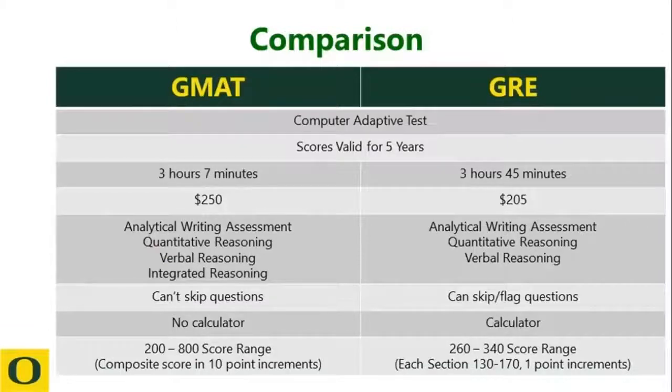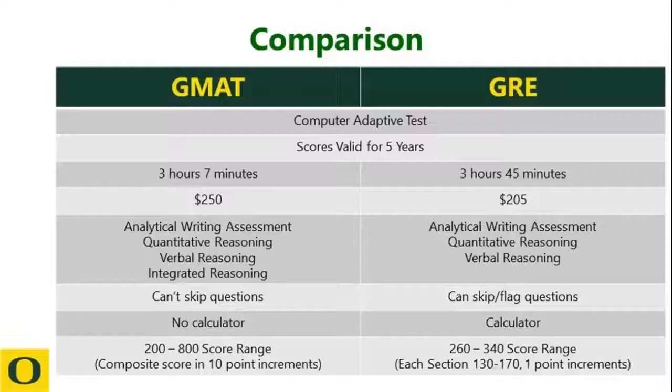So here's a little breakdown of the two. For both, we need scores that have been taken in the last 5 years. In terms of the amount of time the test itself will take, it's pretty close. In terms of dollar value, it's $250 for the GMAT and $205 for the GRE. So not a big difference there.